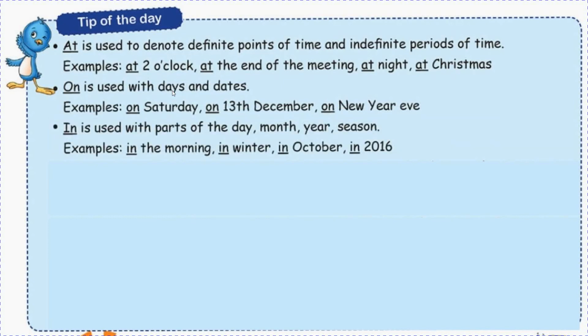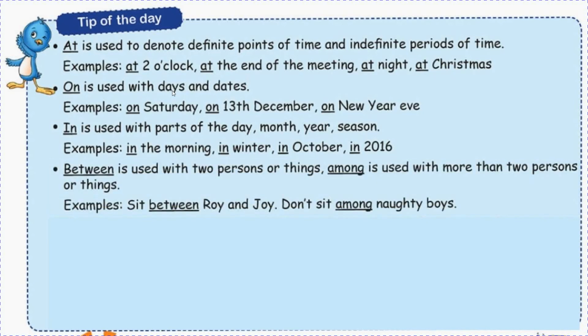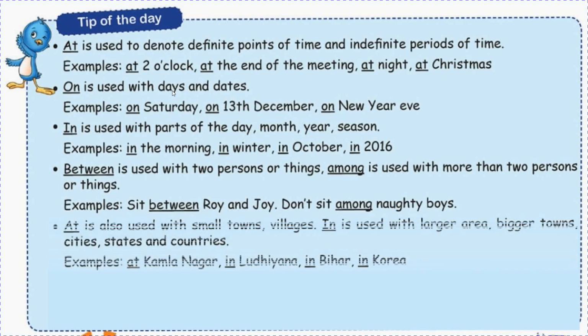In is used with parts of the day, month, year, or season, like in the morning, in winter, in October, in 2016. Between is used with two persons or things, and among is used with more than two persons or things, like sit between Roy and Joy. Don't sit among naughty boys. When you are talking about two persons or things, then between. And then when you are talking about more than two persons or things, then among.